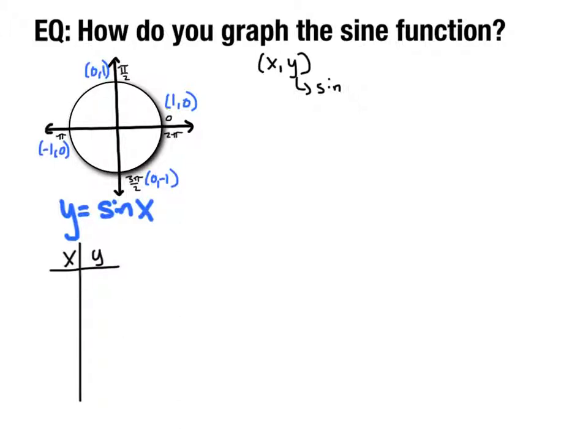Now for the unit circle, one full rotation around the unit circle, right? So one full rotation was 2 pi all the way around. Whenever we graph sine, that'll be our period of oscillation. So one period of oscillation will be 2 pi.